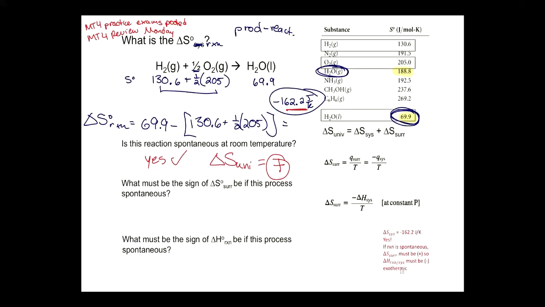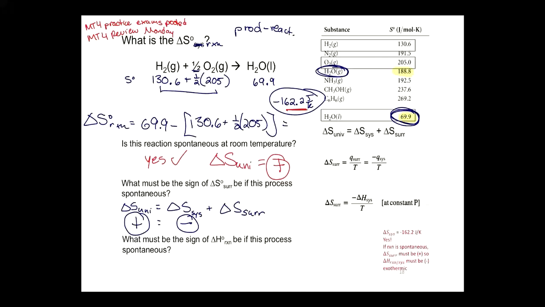We just calculated that the entropy change of the reaction, of the system, is negative. So based upon that, putting it all together, remember, the entropy change of the universe is equal to the reaction, the system, plus the surroundings. We first calculated that the entropy change of the system is a negative value. We know that this reaction is spontaneous at room temperature, so the universe change must be a positive number.